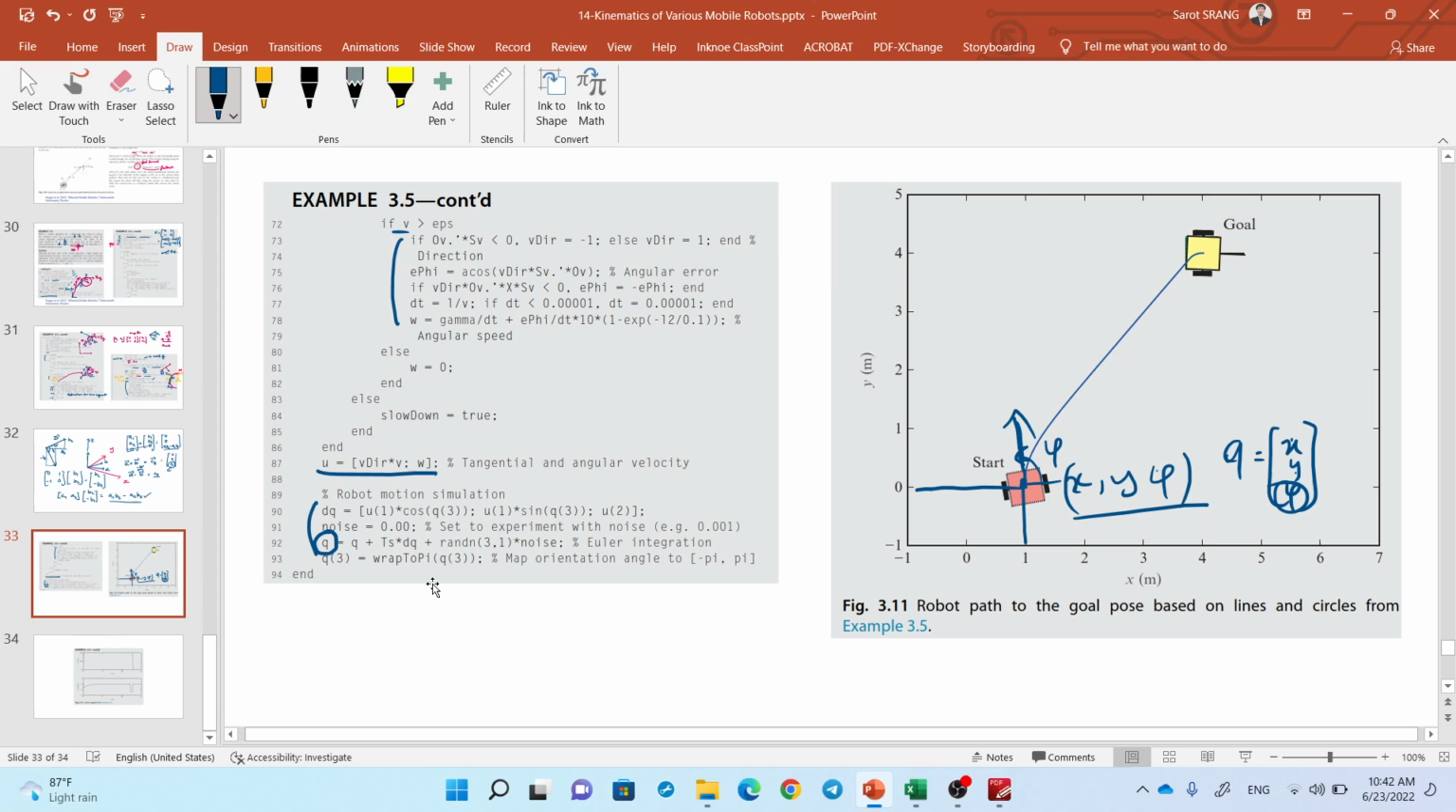Q must be the output, and from the information of Q, you can build a set of code that can animate the motion of the robot. That will be good.